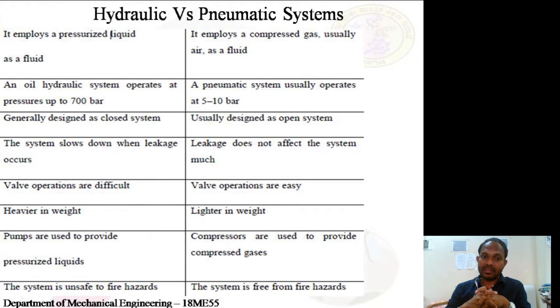That is the reason why the system slows down when leakage occurs in hydraulic systems, whereas in pneumatic systems the leakage does not affect the system much. That is one major plus point of pneumatic systems. Because of the leakages, hydraulic systems are also not clean compared to pneumatic systems. Since the leakage in a pneumatic system is just air, we don't have uncleanliness, so cleanliness is always maintained.